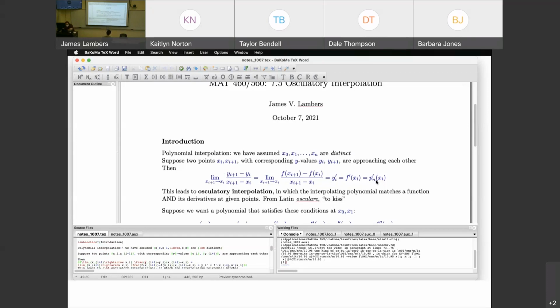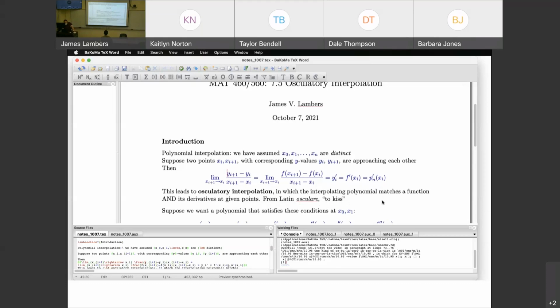So this leads to what is known as osculatory interpolation, where you are fitting not just the values of a function at select points, but also certain derivatives. And the term osculatory comes from the Latin word osculare, which means to kiss, from the 2 points converging to each other.